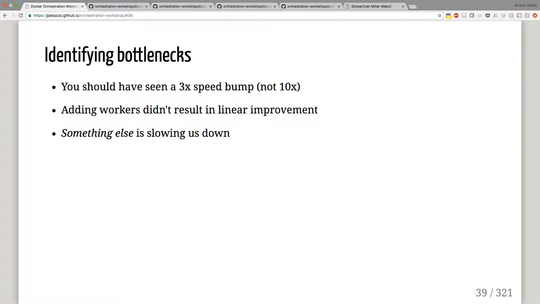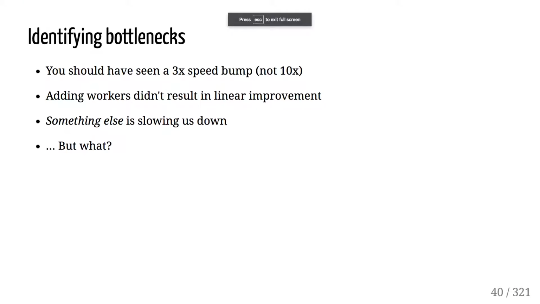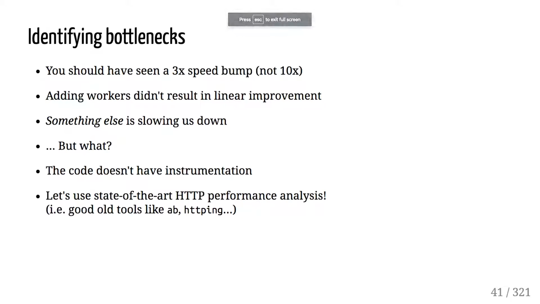Something else is slowing us down. What could it be? Our code doesn't have any instrumentation. I didn't do a full guided tour of the code, but if you look at each microservice, the most complicated one is like 50 lines of code, including comments and blank lines and imports and everything. So it's super simple.